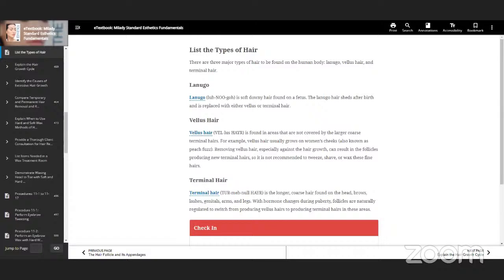It says with hormone changes during puberty, follicles are naturally regulated to switch from producing vellus hairs to producing terminal hairs. Why am I going to wax that or sugar that when I know we're going through something right now? Everything that my child may see on TikTok, Instagram, Facebook, I know it's trending. That's not something we do.